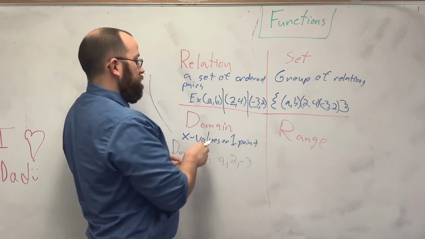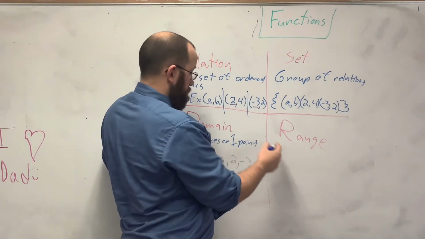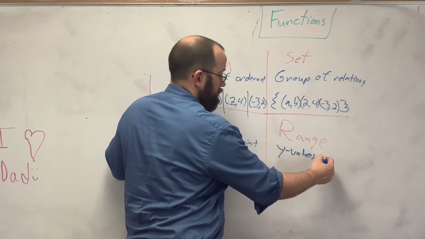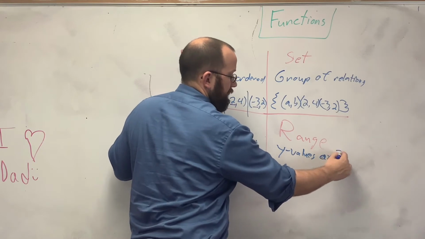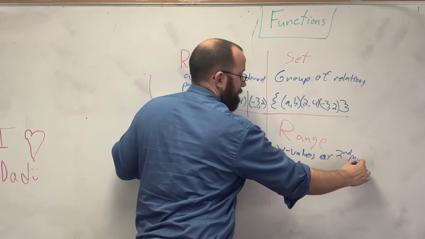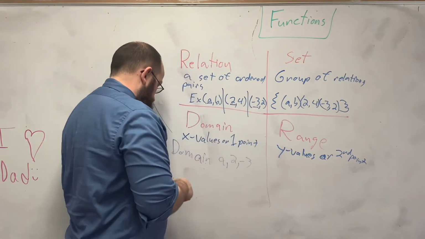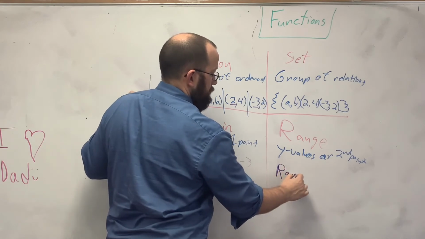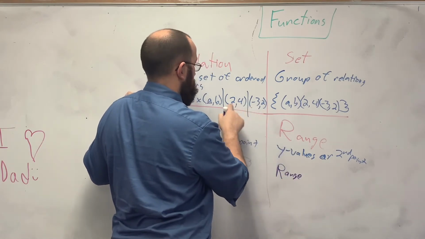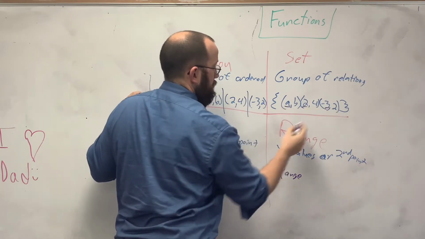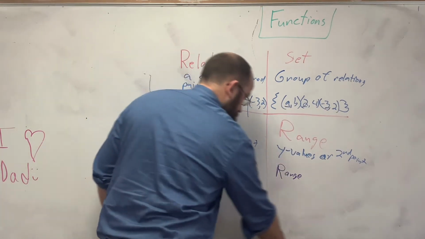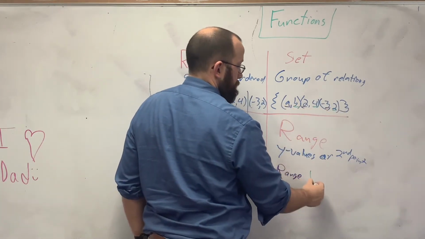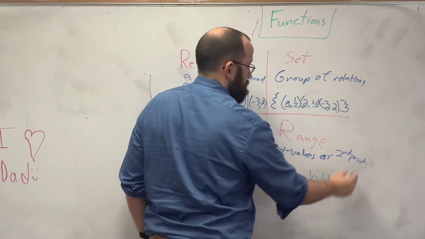Range, if domain is the x values in the first point, range is the y values, or you can call it the second point. Now the range of all of this will be, again, all the second points. So A, let's use green. So my range is all of my second points. So B, 4, and 2.